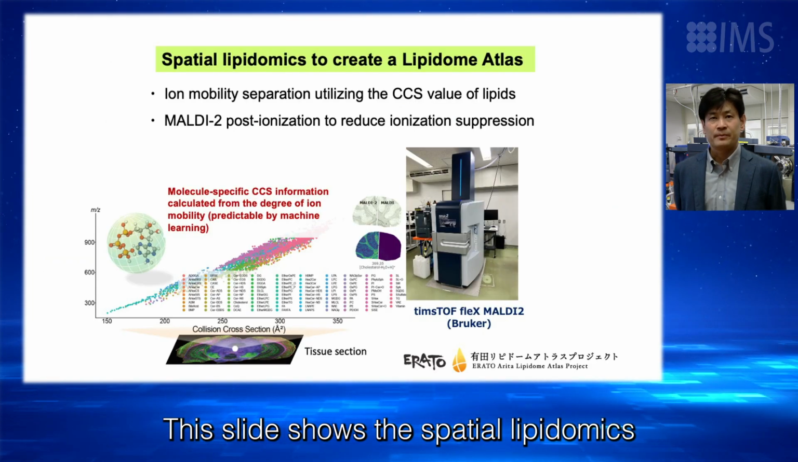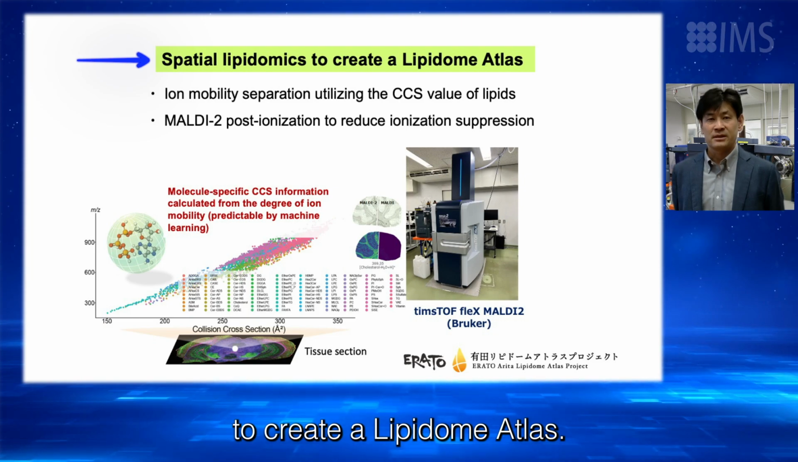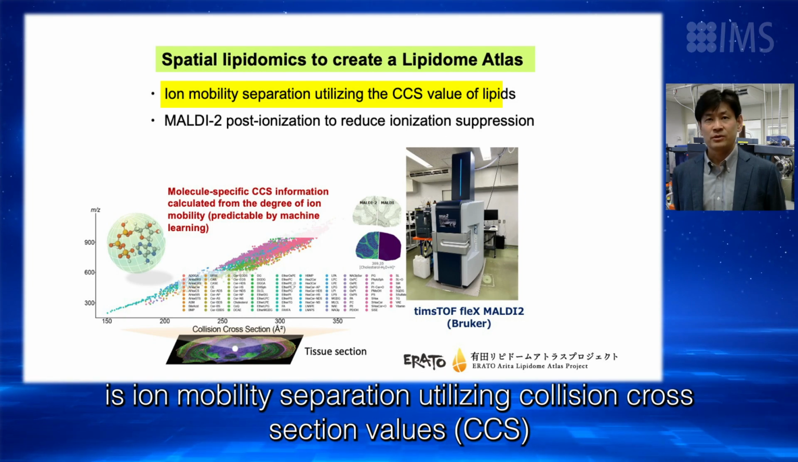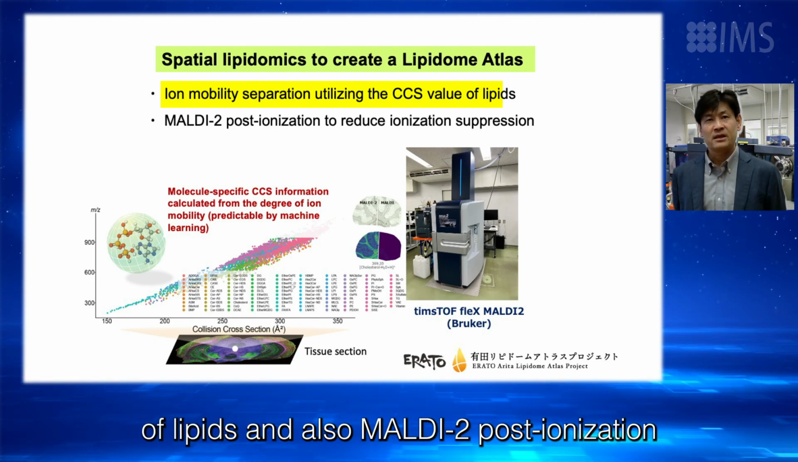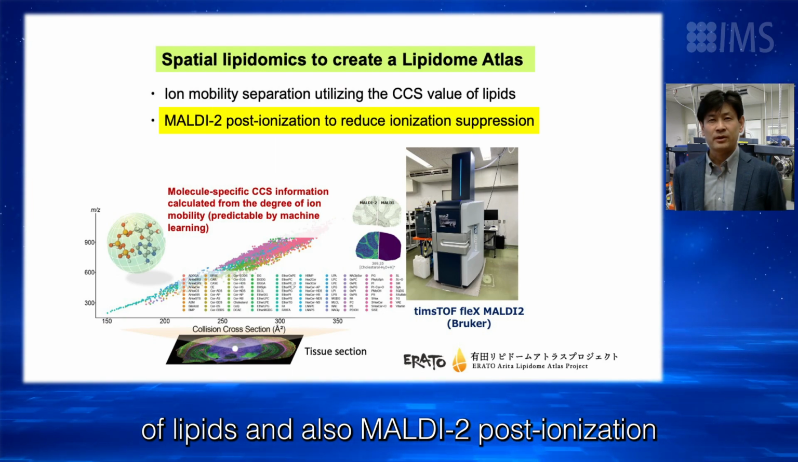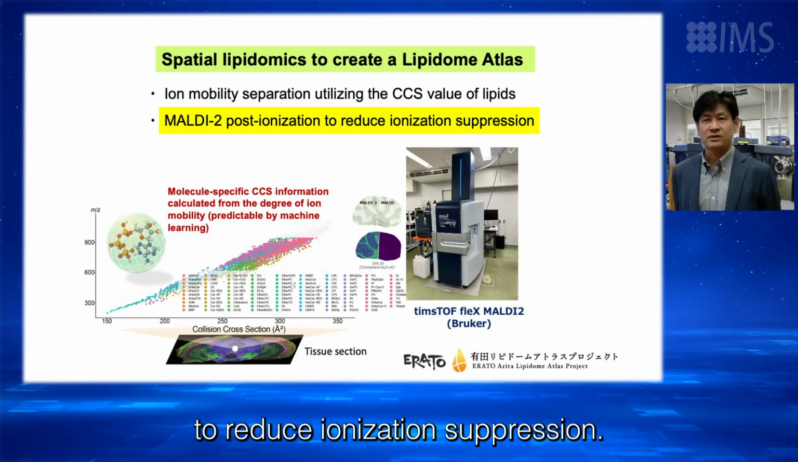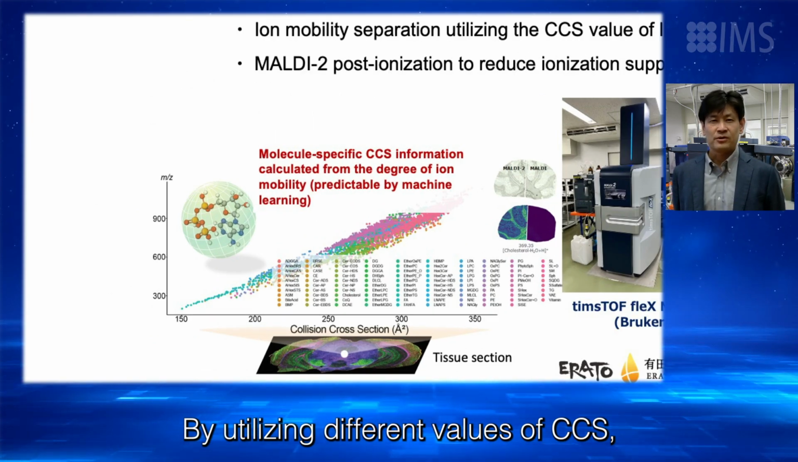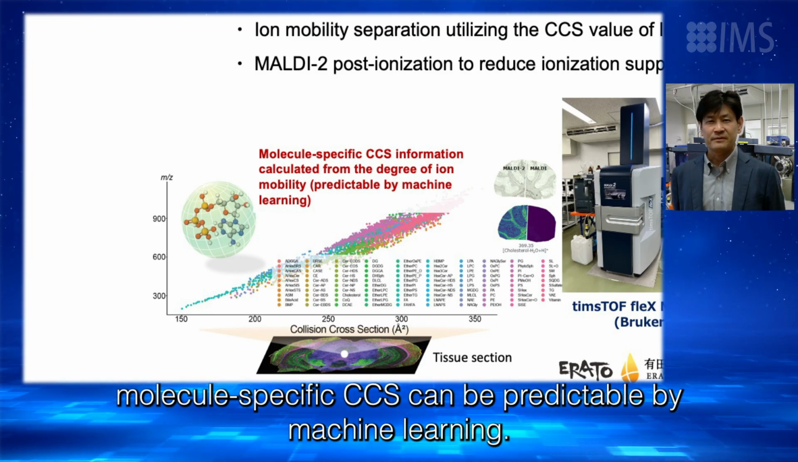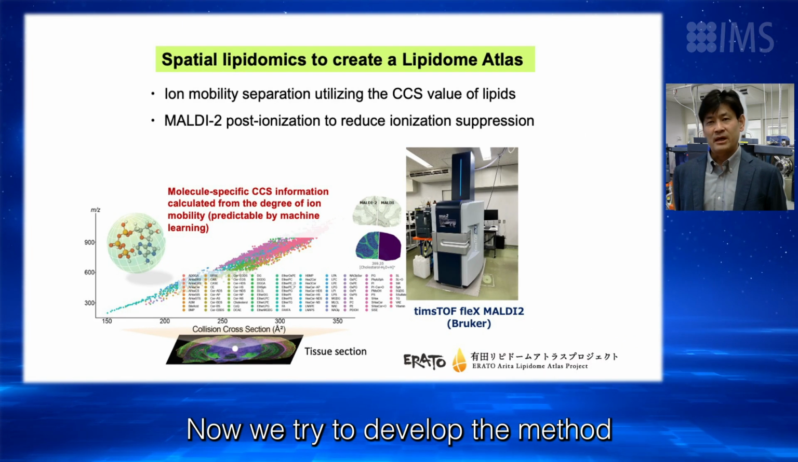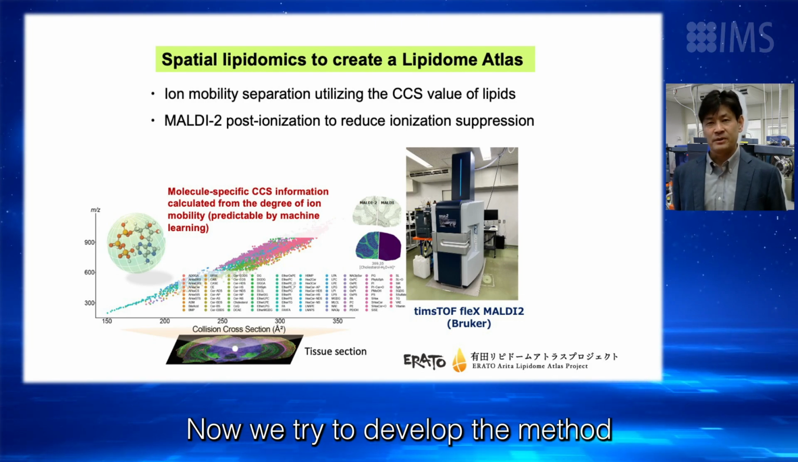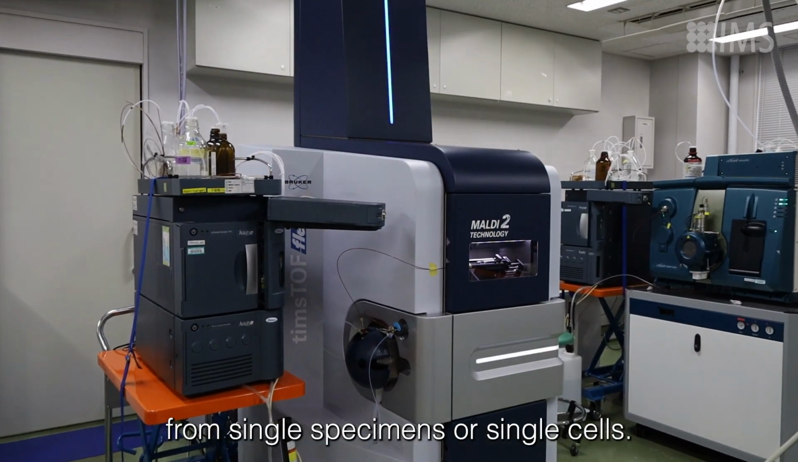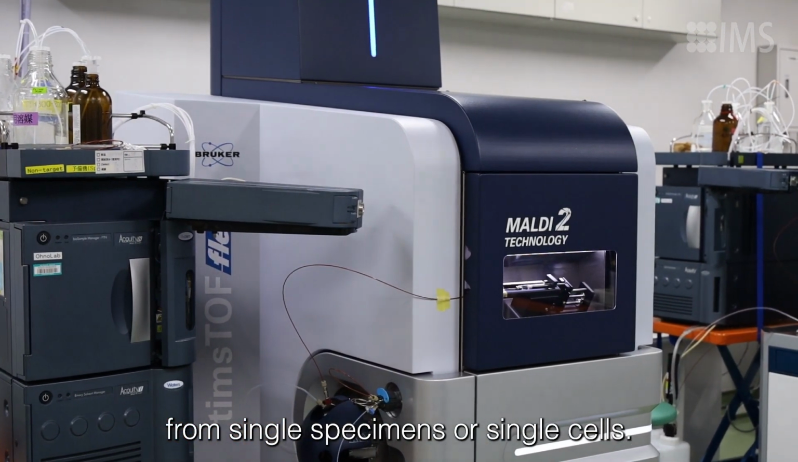This slide shows the spatial lipidomics to create a lipidome atlas. The advantage of the method is ion mobility separation utilizing the collision cross-section value of lipids, and also MALDI2 post-ionization to reduce ionization suppression. By utilizing different values of collision cross-section that can be predicted by machine learning, we are now trying to develop a method to visualize thousands of different lipid species from a single specimen or single cells.